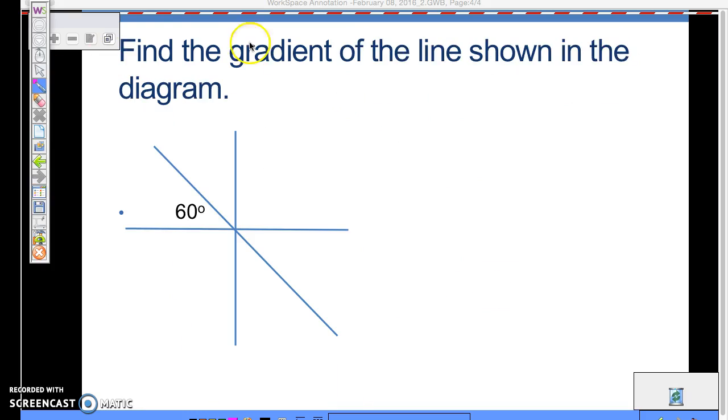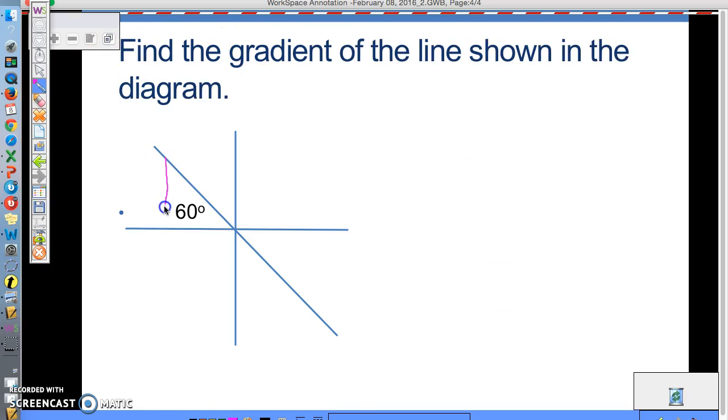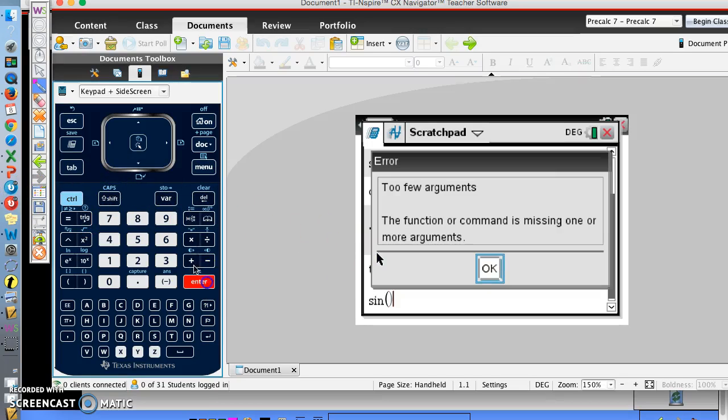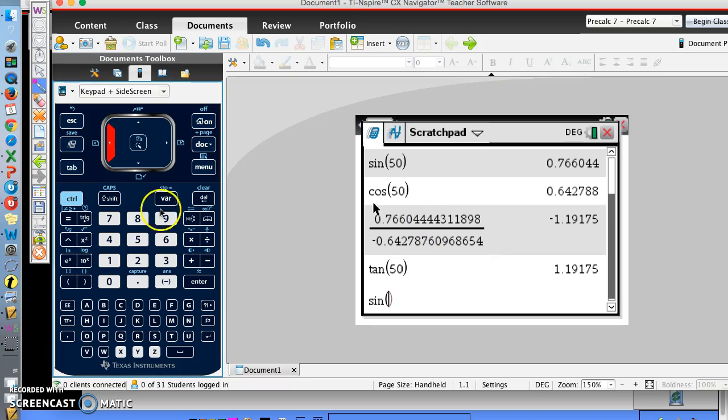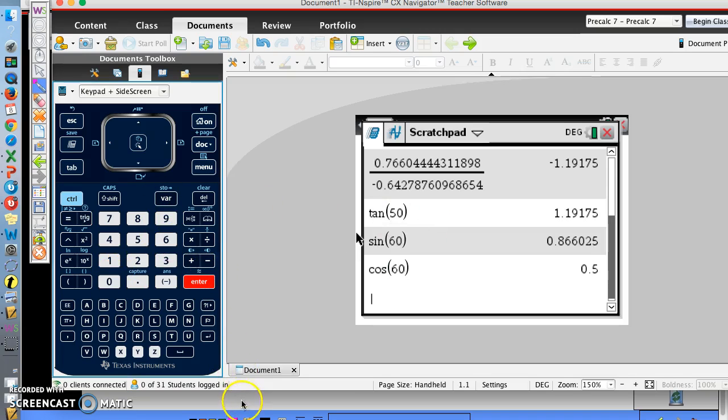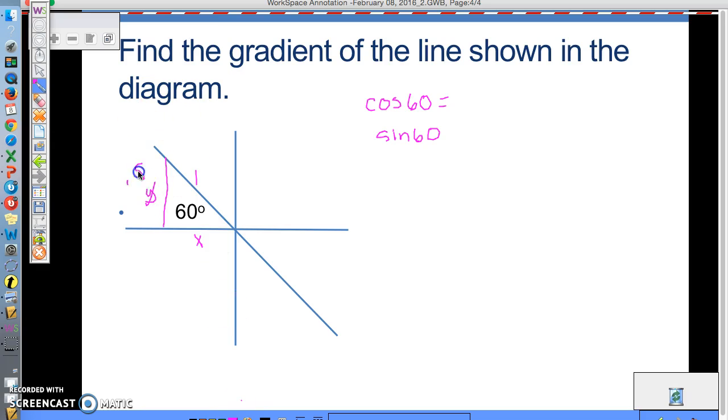So in this case, we're asked to find the gradient of this line, so our slope. So x and y, and we could just say our hypotenuse is 1. So once again, we can see, well, what's the cosine of 60 and the sine of 60? So we got sine of 60, cosine of 60, so 0.866 and 0.5. And I'm going to add that's negative 0.5.